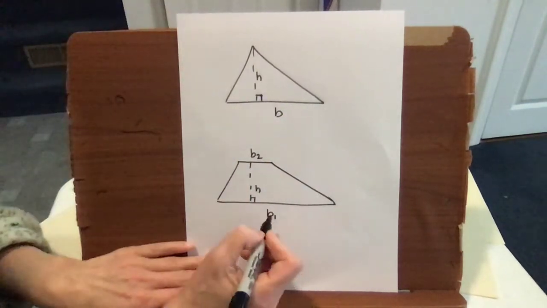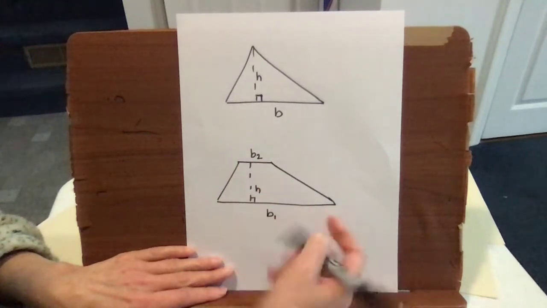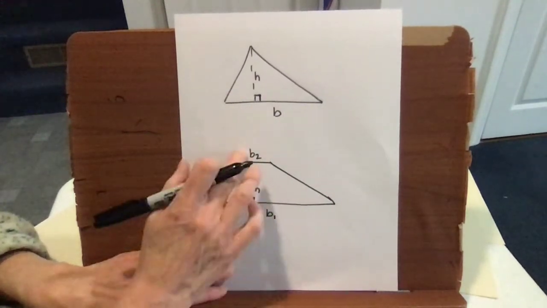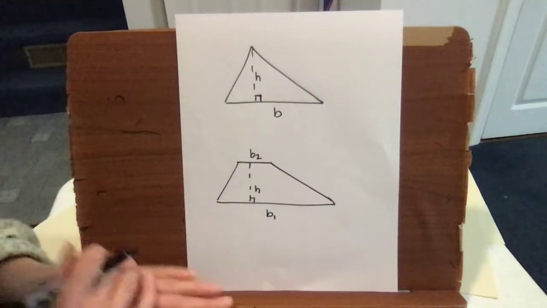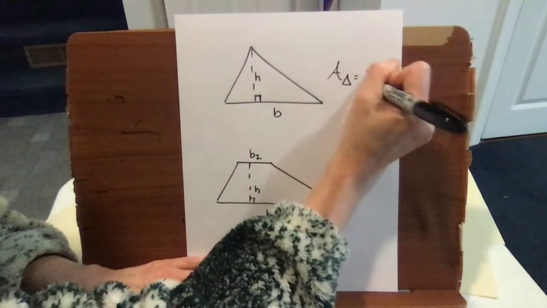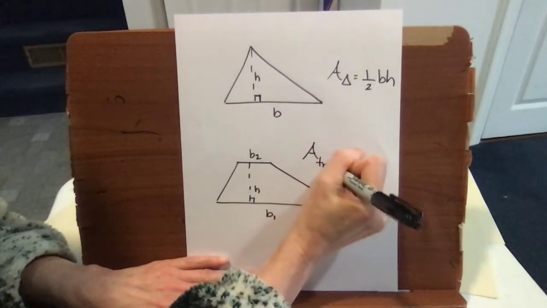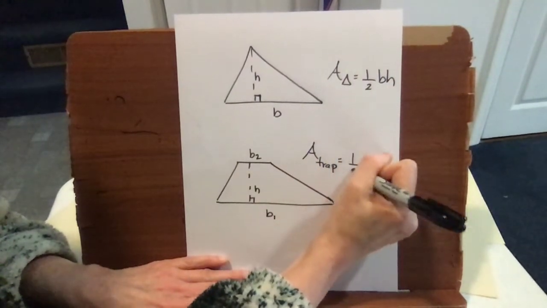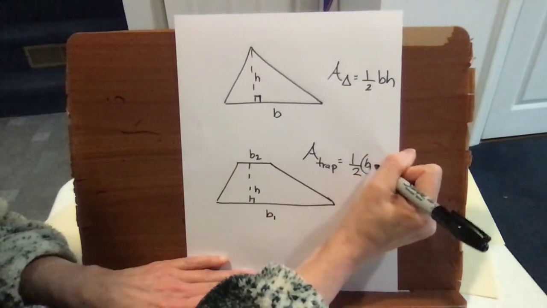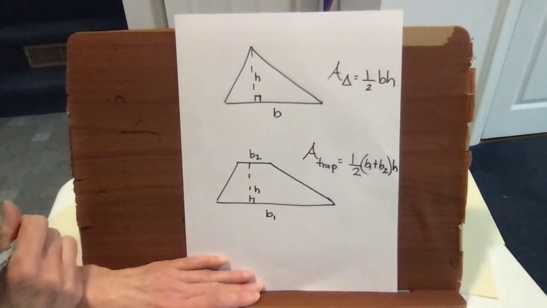So what happens now is we don't just have one base, we have 2 bases. Because you can sit on the longer base, or you can flip it upside down and sit on the shorter base. So there are 2 bases in a trapezoid. The area of a triangle is half base height. The area of a trapezoid is also half base height, but in this case we have two bases, so we add them up and multiply by the height.